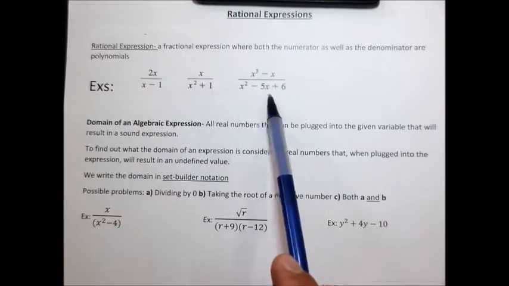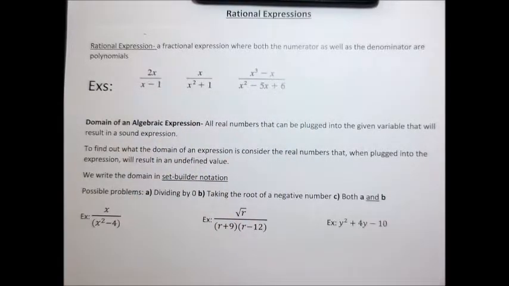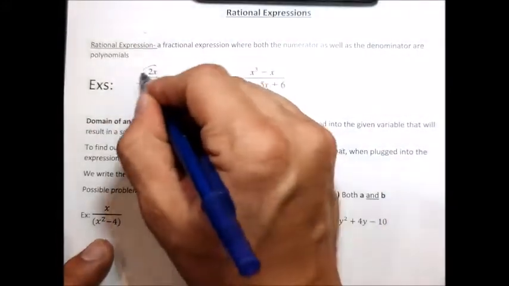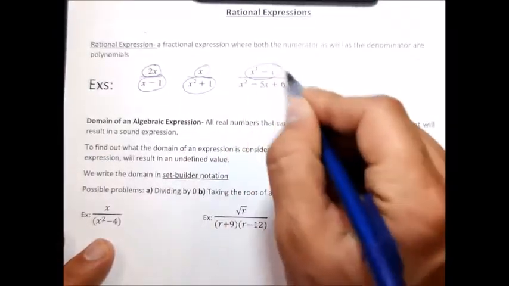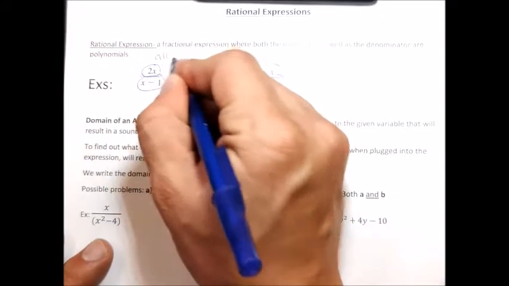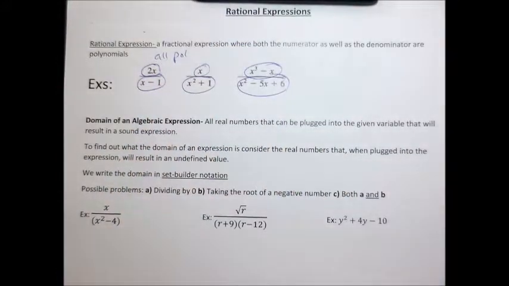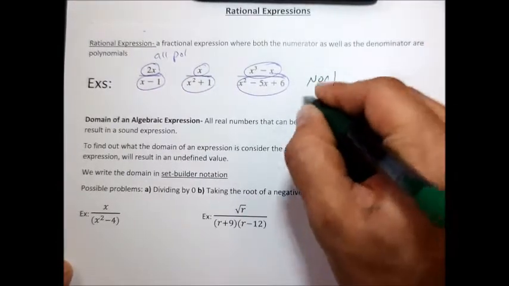And so each one of these examples here, I've got 3 examples. They're all rational expressions because everything in the numerator and the denominator are polynomials. Right? The 2x is a polynomial, x minus 1 is, x squared plus 1. All these things are polynomials. What makes them polynomials? Because in a second I want to write down something that's a non-example. So right next to here I'm going to put non-example down.